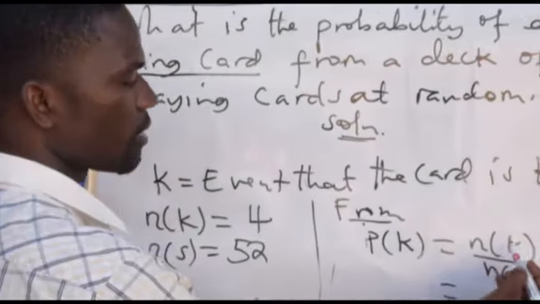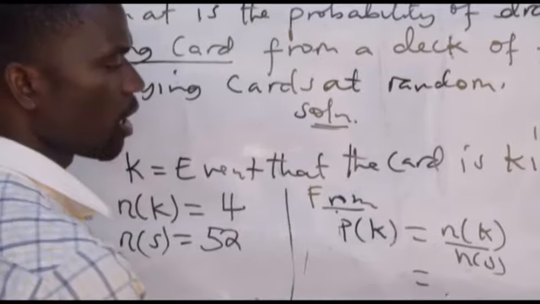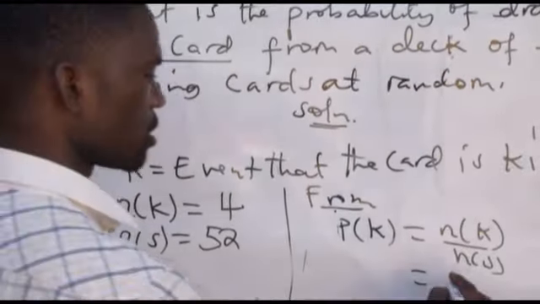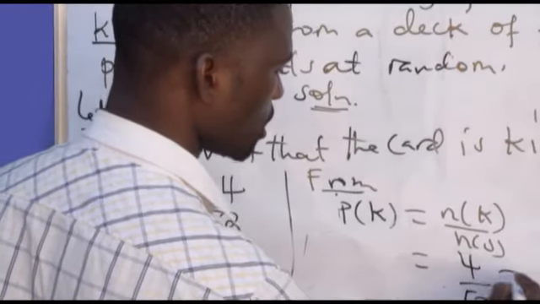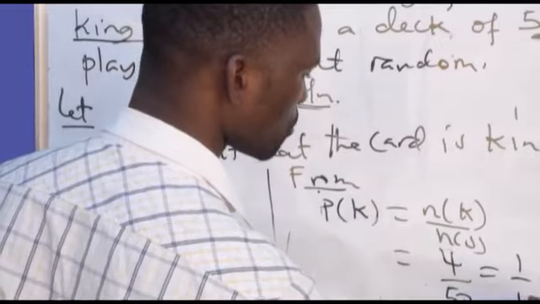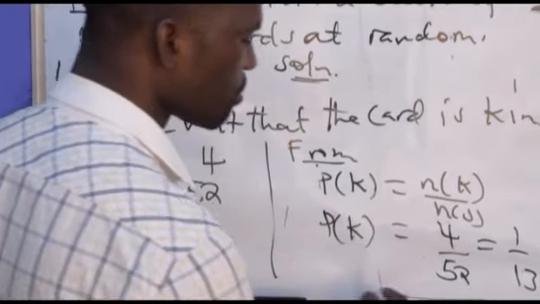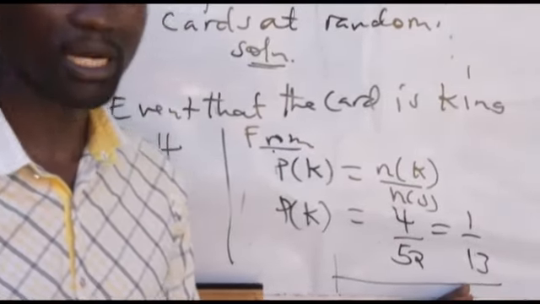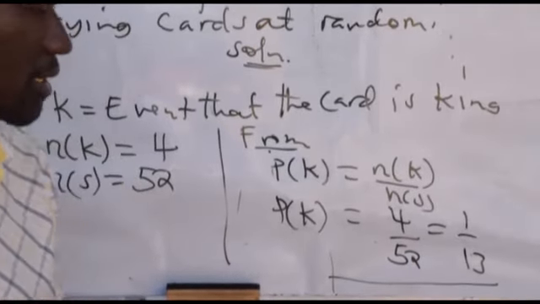So you substitute the number of king cards available out of the number of all cards available. This is 4 out of 52, and when you simplify this, you get 1 out of 13. So this is the probability of drawing a king card. It is mathematically expressed as 1 out of 13.